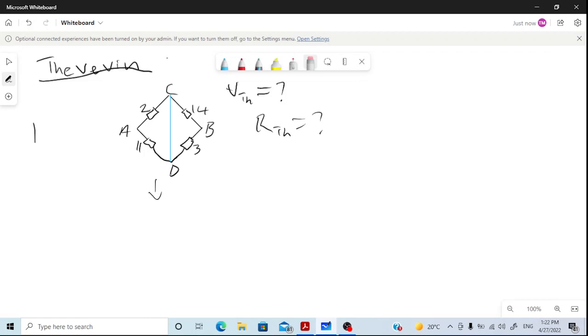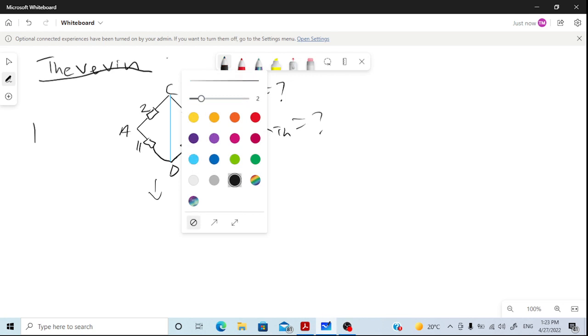So can you simplify this problem? Of course you can, because there are some interesting facts you can see. I believe you can see that the 2 ohm resistor and the 11 ohm resistor are in parallel, and the 14 ohm resistor and the 3 ohm resistor are also in parallel. But for argument's sake, let me redraw it so that people can understand what I mean by them being in parallel.